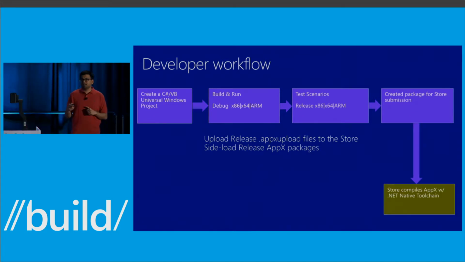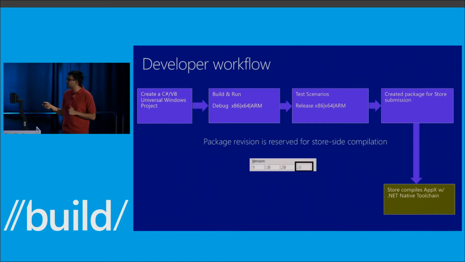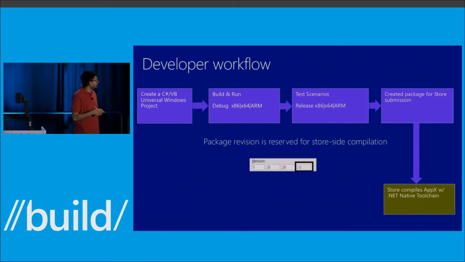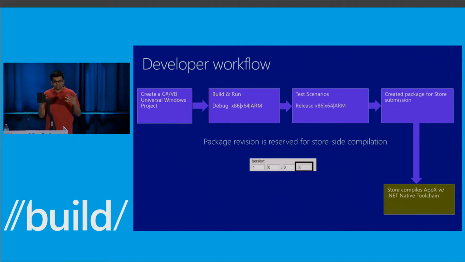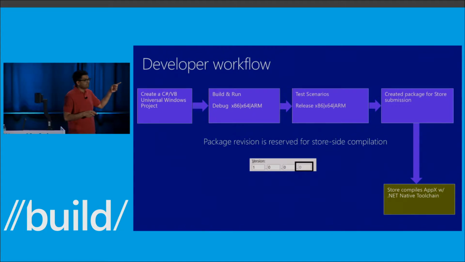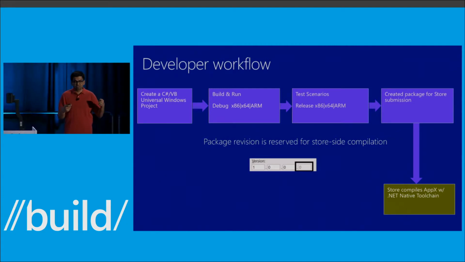And the rest of that we already talked about. The store compiles the Apex with the .NET Native toolchain before it sends it down to the client. The only thing I wanted to call out from the perspective of the developer workflow that you should be aware of is in Visual Studio, in our packaging wizard, you can specify a version specific to your policy of the company that you're working for.